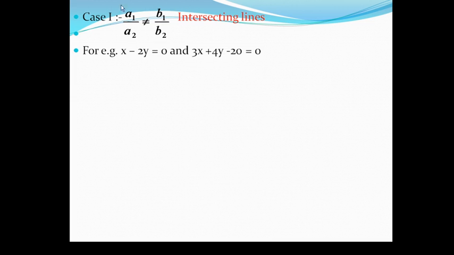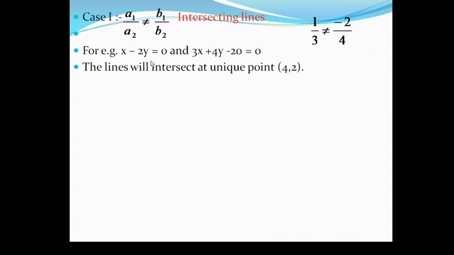If this condition is satisfied, that means the lines will be intersecting lines. See, a1 is 1 and a2 is 3. This is not equal to minus 2 upon 4. How? When you solve this, it becomes minus 1 upon 2, and 1 upon 3 is not equal to minus 1 upon 2. That means the first condition is satisfied, and the lines will be intersecting lines. That means we will definitely find one point of intersection.